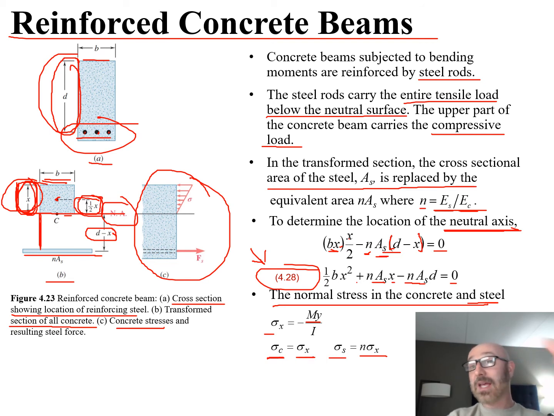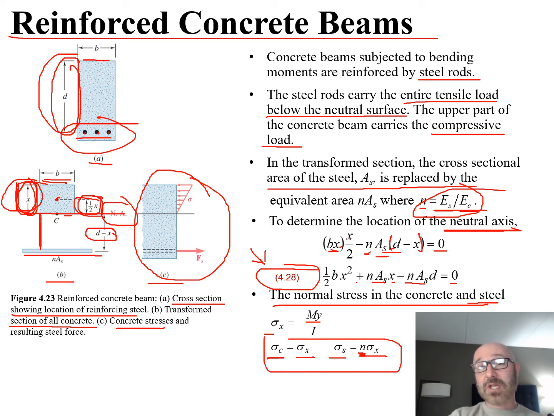And again, just like we did in the other composite one, if we have to go back to steel, it's not the whole thing made of concrete like we're looking at in part C right here. We want to go back to steel. Well, that's that n factor, the ratio between our modulus of elasticity, multiplied by that sigma x value. So that's how we get our stress in the concrete and our stress in the steel for a reinforced concrete beam.